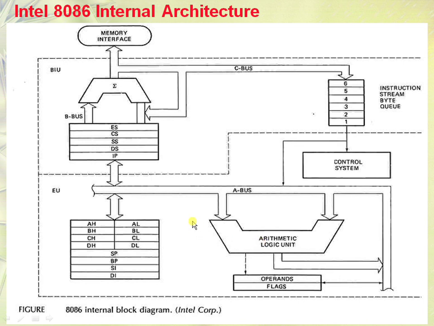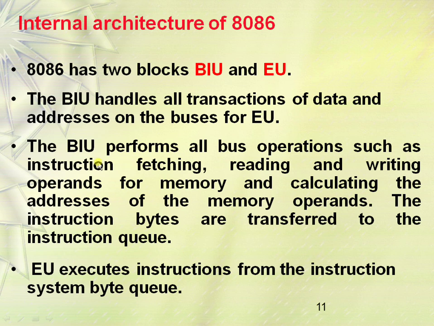After getting the result, that result is stored inside any of these registers, and the status of this particular ALU is represented by the flag register. These are the operations that an execution unit carries out. As you can see here, the BIU performs all bus operations such as instruction fetching, reading and writing operands from memory, and calculating the address of the memory operands. The instruction bytes are transferred to the instruction queue. The execution unit is responsible for executing the instructions.